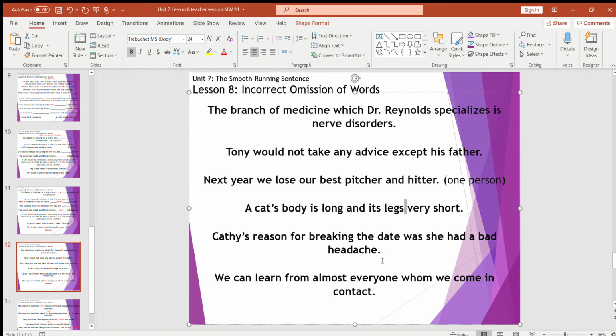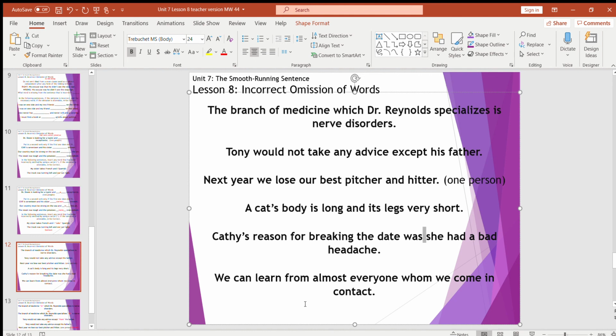Kathy's reason for breaking the date was she had a bad headache. Now we've got the helping verb was, and then we've got she had a bad headache coming after that. That's talking about Kathy. This is a subject complement. So what word do we need right in front of it? Starts with a T, four letters. That she had a bad headache.